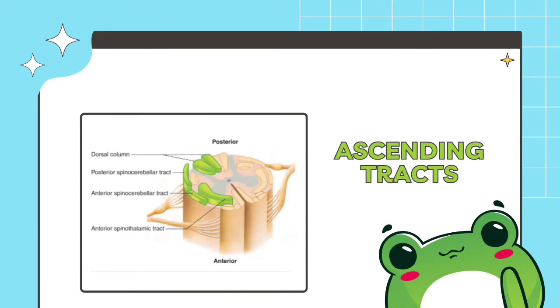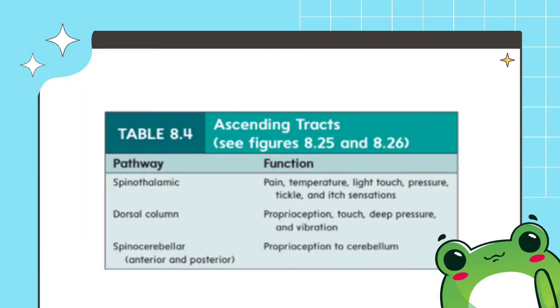Ascending tracts. Here you can see that ascending tracts transmit action potentials from the periphery to the brain. Each tract carries a specific type of sensory information. This shows a table of the ascending tracts, their pathways, and functions.